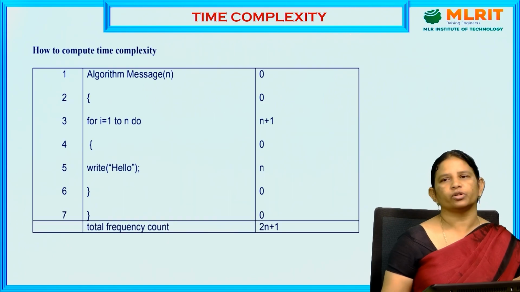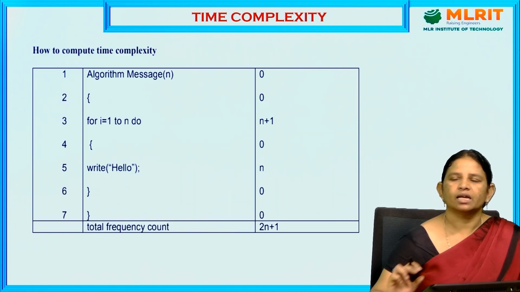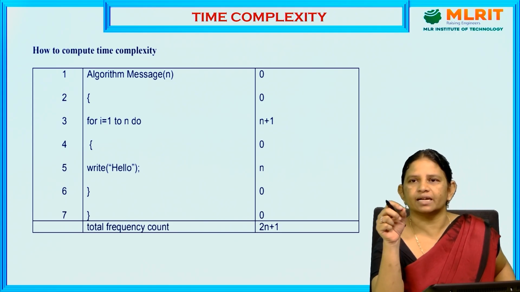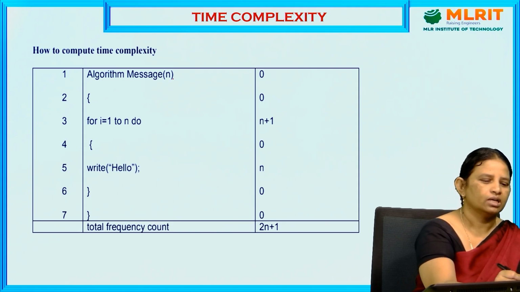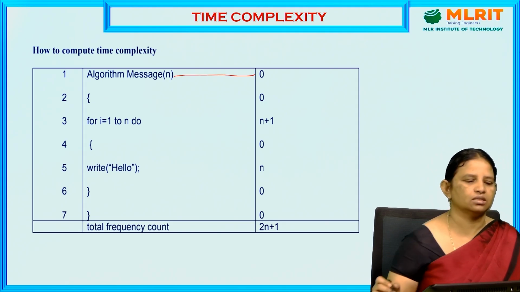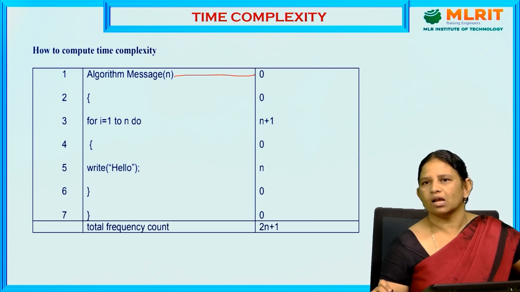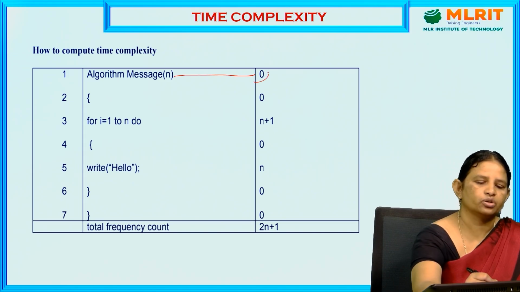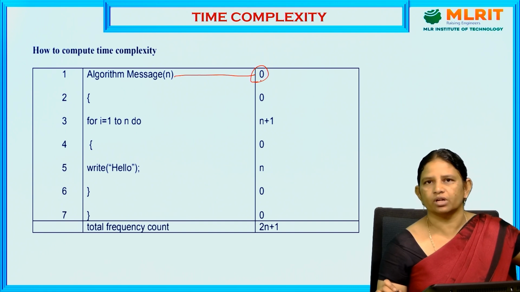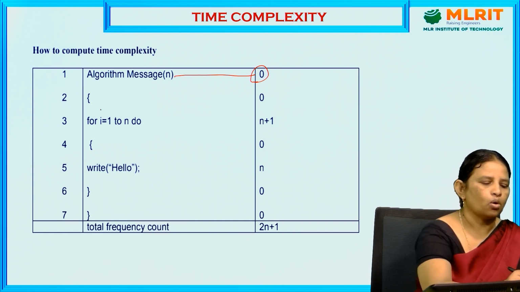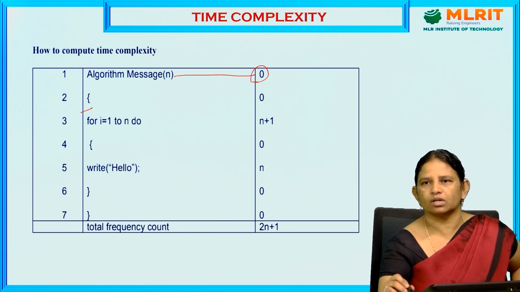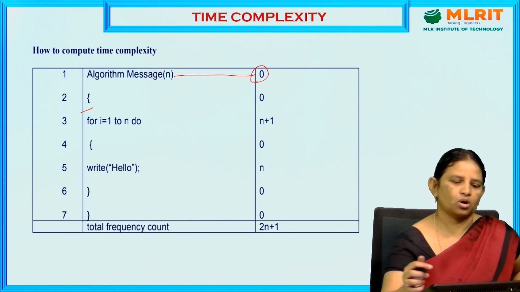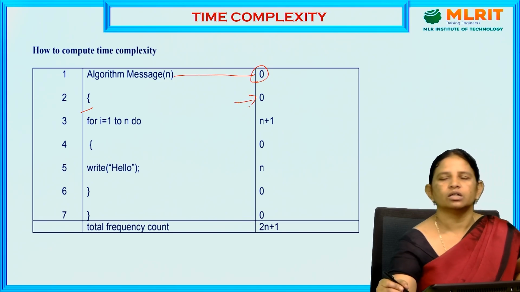So how to compute the time complexity? This is the given algorithm. Frequency count means how much time is taken by each statement. In the case of this algorithm, this is the algorithm heading. The algorithm heading is never executed by the compiler, so this is executed 0 times. After that, the opening brace. The opening brace is also not considered, but according to the syntax, we have to represent the opening and the corresponding closing brace. So this is 0 times.